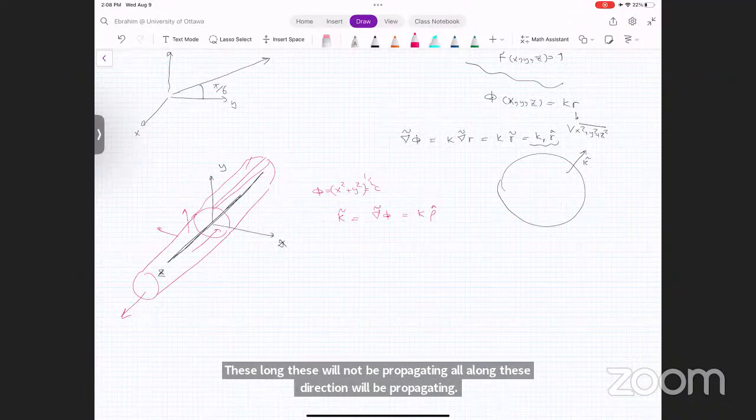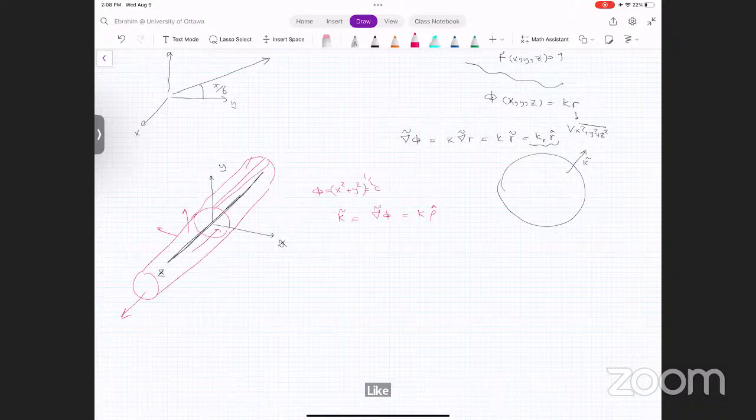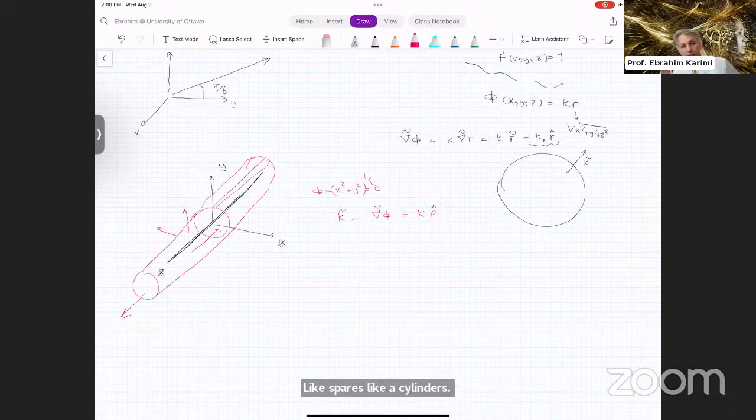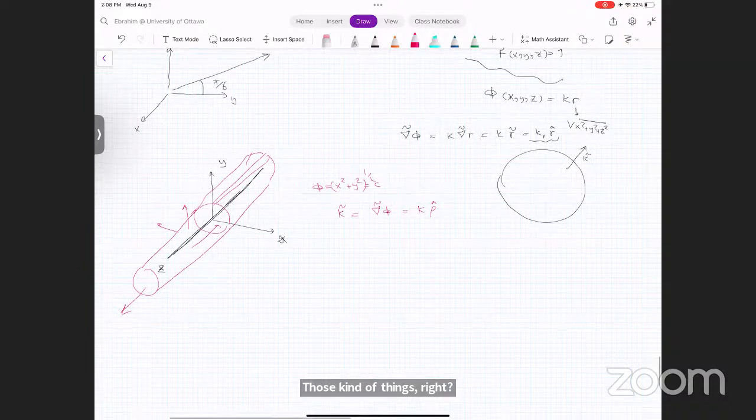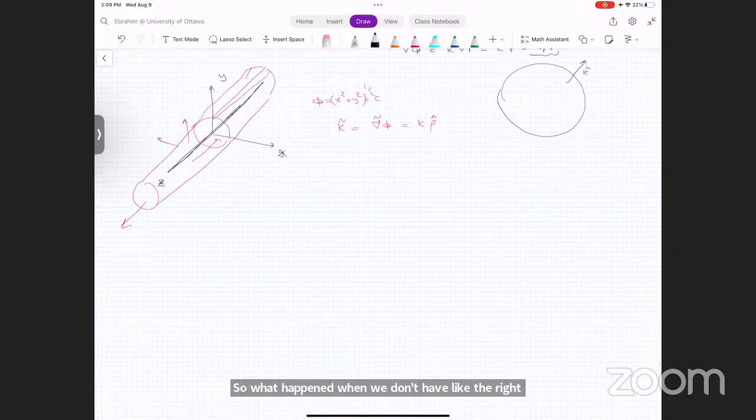So what I've understood from your explanation is that most of the objects in the laboratory or under experiment should be regular geometrical objects, right? Right, spheres, cylinders, those kinds of things. I'm saying, what if it's a curved surface? What happens when we don't have the right equation for this? Do we have to do the experiment locally or something?